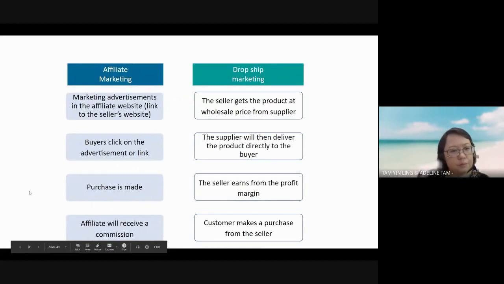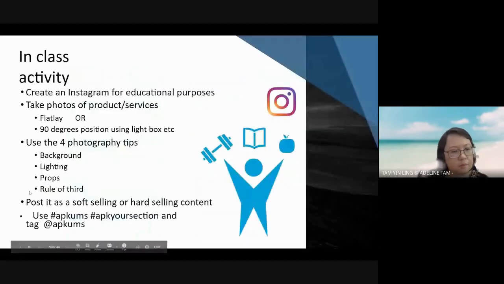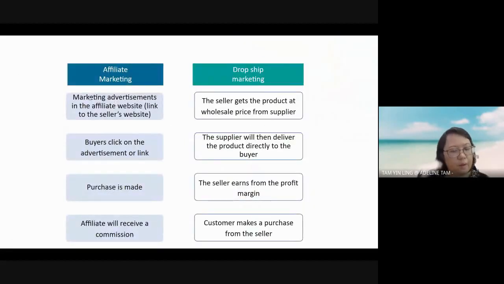So we have these two types of marketing. We have affiliate marketing. That means you place marketing advertisements in the affiliate website, linked to the seller website. So you have advertising in other websites, all right? If they like your advertisement, they will click it and be linked to another website, so buyers can buy from that other website. This is one way of doing marketing online.